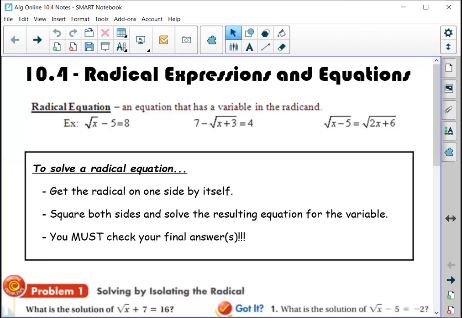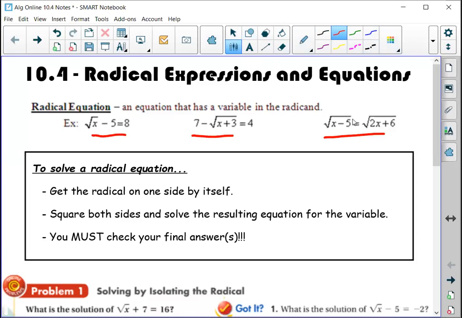All right, today's lesson is 10.4, which is radical expressions and equations. So we are going to look at solving equations that have a radical, which is that square root symbol. So these are just three examples of radical equations. So in today's lesson, I'm going to walk through the process of solving each of those different types.